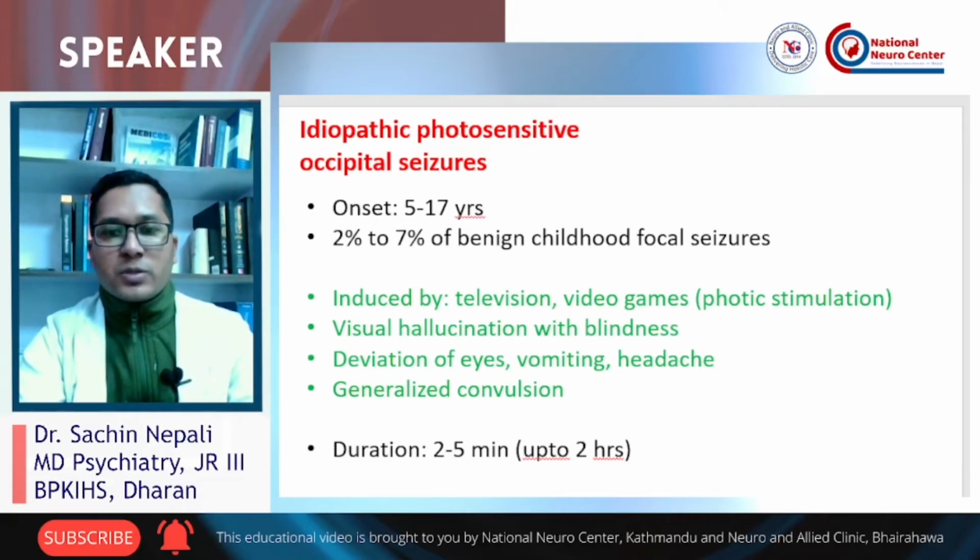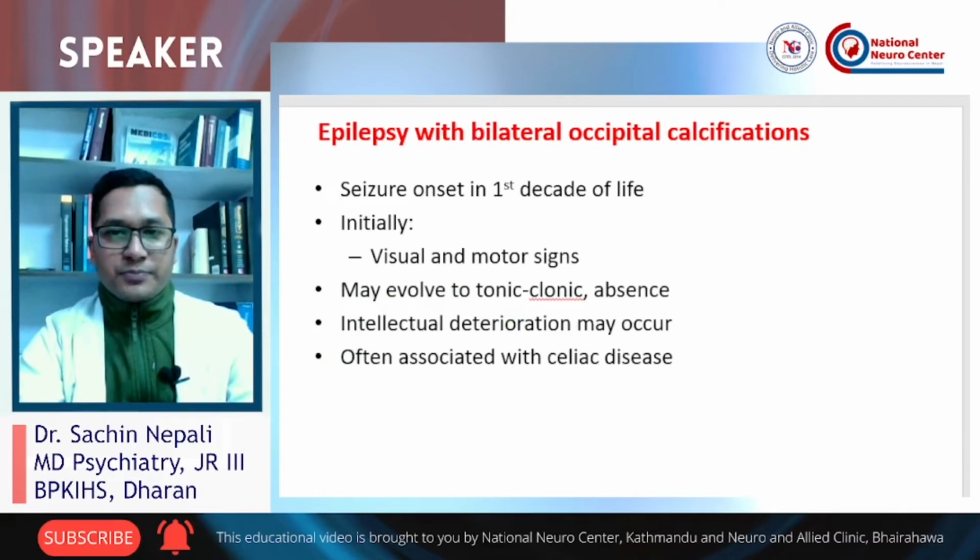It is seen in 2 to 7% of the benign childhood focal seizures. This could be induced by television or video games. That is, this type of seizure will be induced by photic stimulation. In this type of seizure, visual hallucination with blindness is common. There is also deviation of eyes, vomiting, headache, and generalized convulsion too. Duration is around 2 to 5 minutes. In some cases, duration may last up to 2 hours.